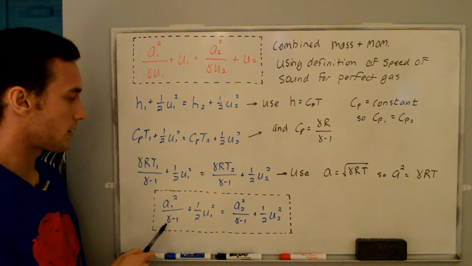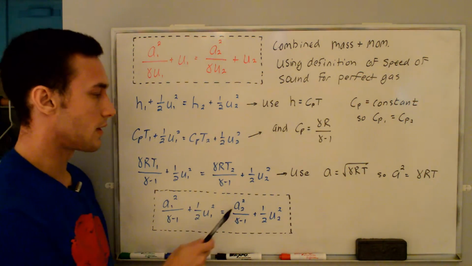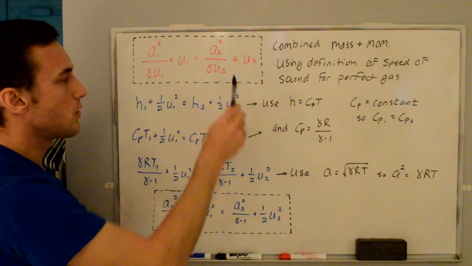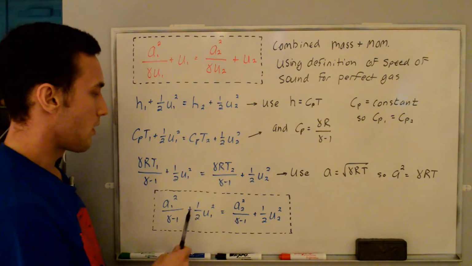So we have a1 squared over gamma minus 1 plus 1/2 u1 squared is equal to a2 squared over gamma minus 1 plus 1/2 u2 squared. And you'll note that now we have two equations, these two boxed equations, and there are two unknowns.